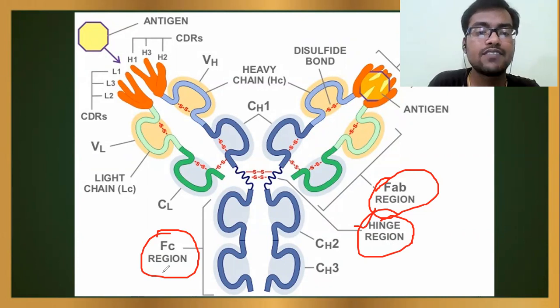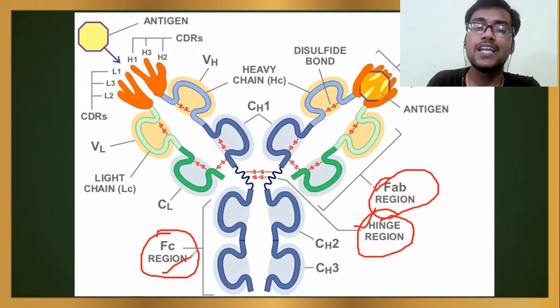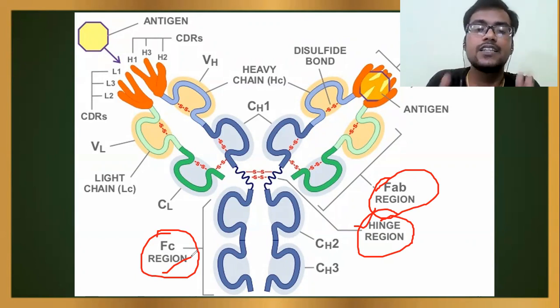Then comes the Fc region, or fragment of crystallization region. This is known as fragment of crystallization as it contains stabilized amino acids. They form a crystal-like structure. That's why they are known as fragment of crystallization. The Fab region binds to different types of antigen, and the Fc region binds to the cell surface where the antibody expresses itself.